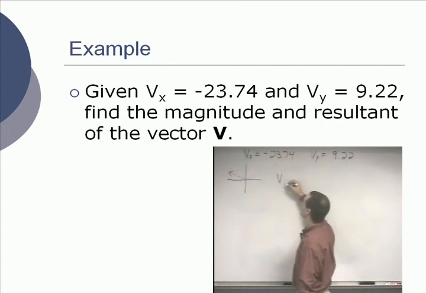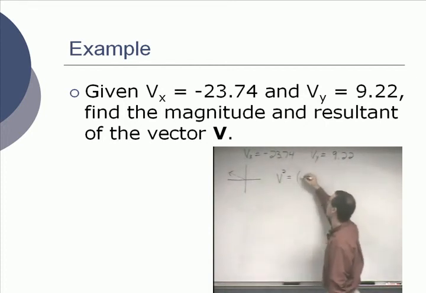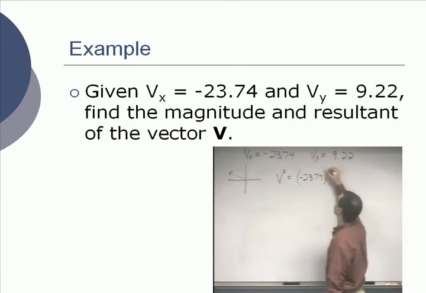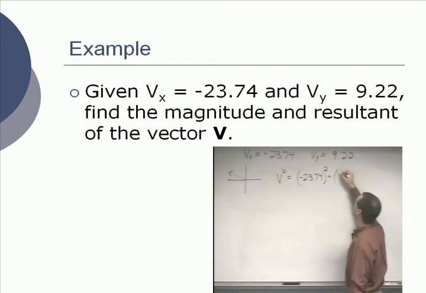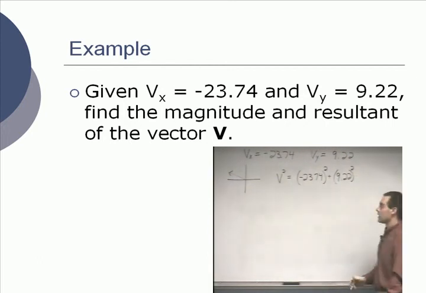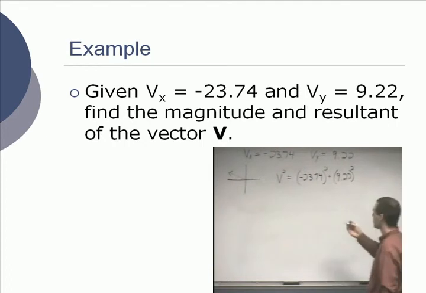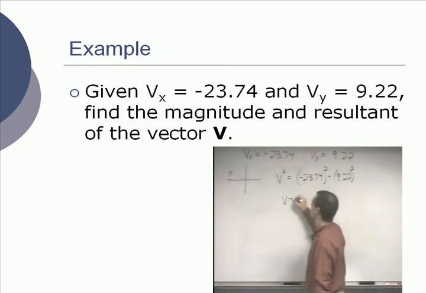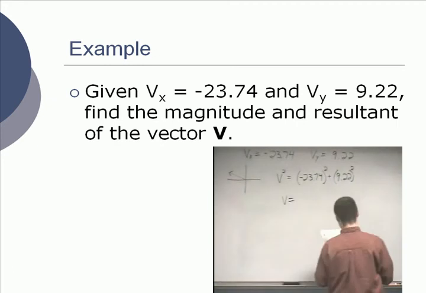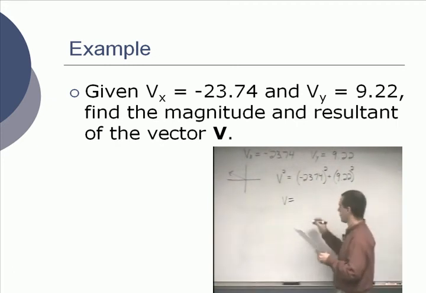Again, we don't need bold for the magnitude. The magnitude squared is going to be equal to the x component squared plus the y component squared. And again, I'm not drawing a detailed picture because you want to wean yourself off of that. You can do all this work with vectors without the picture. So our magnitude is 25.47.